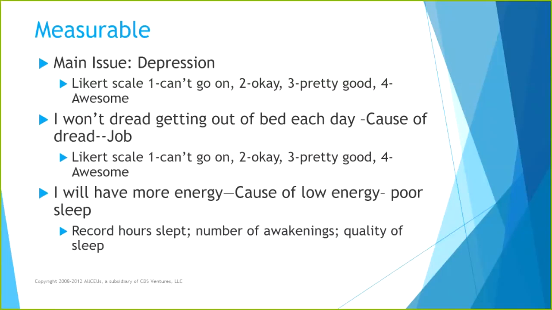So the measurable part, the main issue is depression. I can't go on. Level number 2, I'm okay. Number 3 is pretty good. I'm optimistic that things are going to get better. And number 4 is, I'm awesome. Today is a great day.